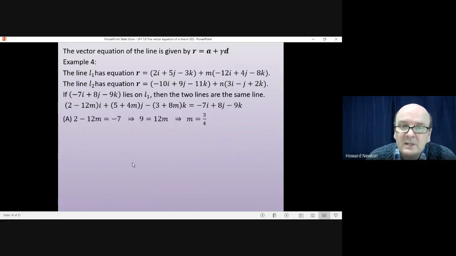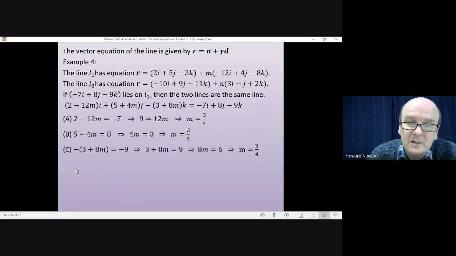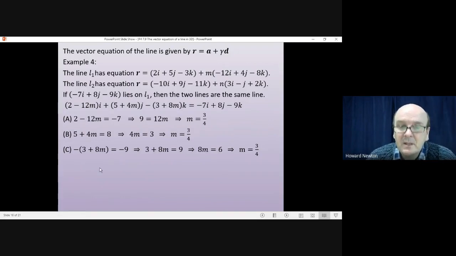So first of all, looking at the i values, 2 minus 12m equals minus 7. That would give me m equals 3/4. Looking at the j values, 5 plus 4m equals 8. That also gives me m equals 3/4. And then finally, looking at the k values, minus 3 plus 8m is equal to minus 9. And that also gives me m equals 3/4.